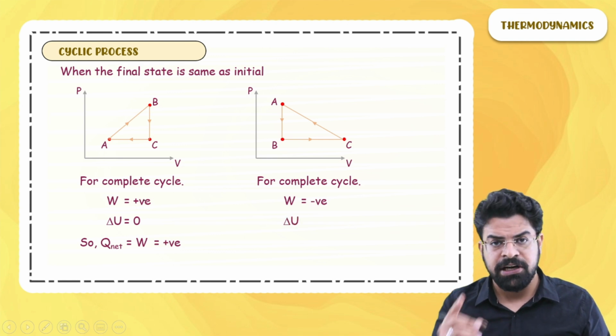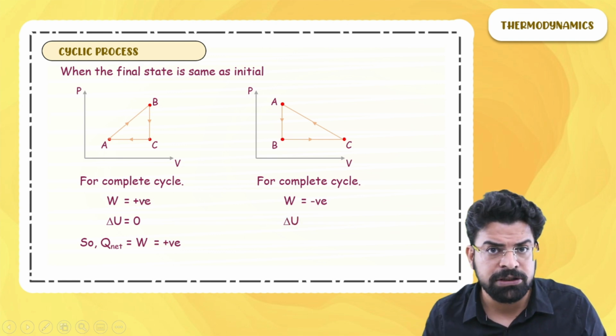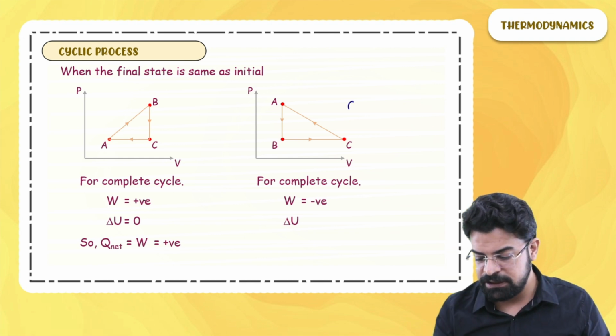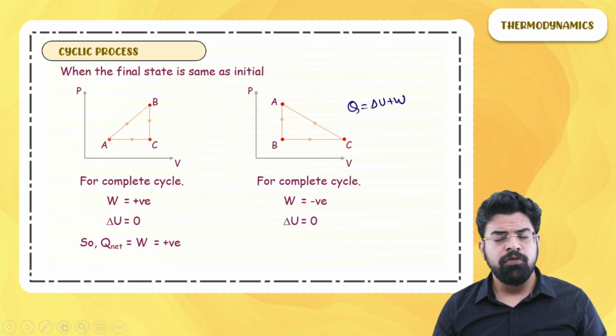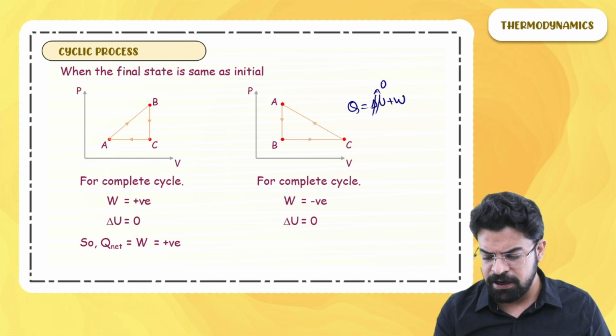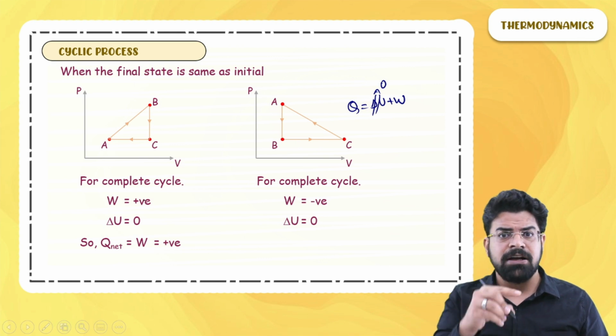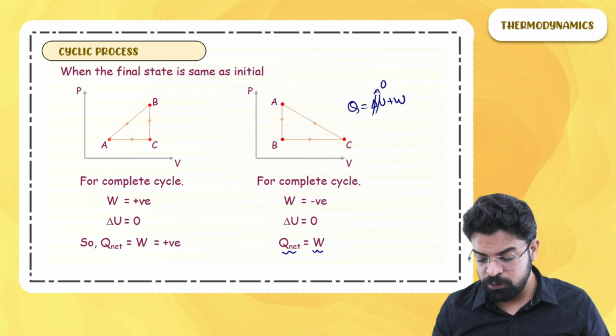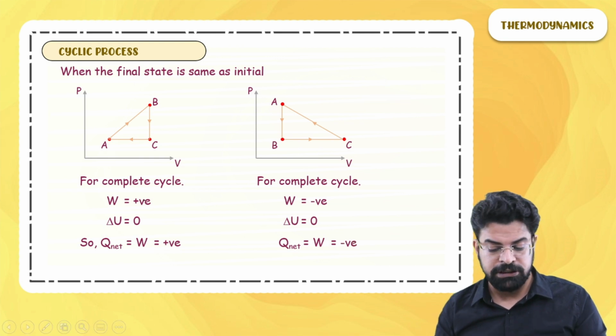Again, the change in internal energy over the entire cycle will be 0. If you apply the first law of thermodynamics for the entire cycle, the heat given equals the change in internal energy plus work done. For the entire cycle, the change in internal energy is 0. For this entire cycle, the work done is negative. Hence, the net heat given equals work done, and that will be negative for this case.